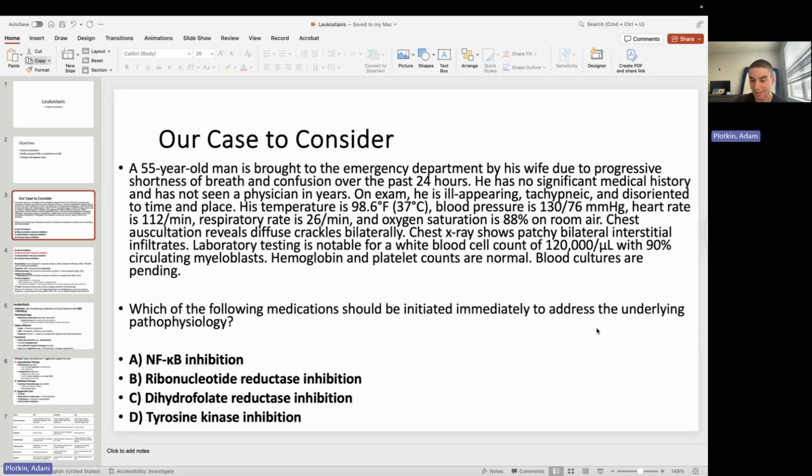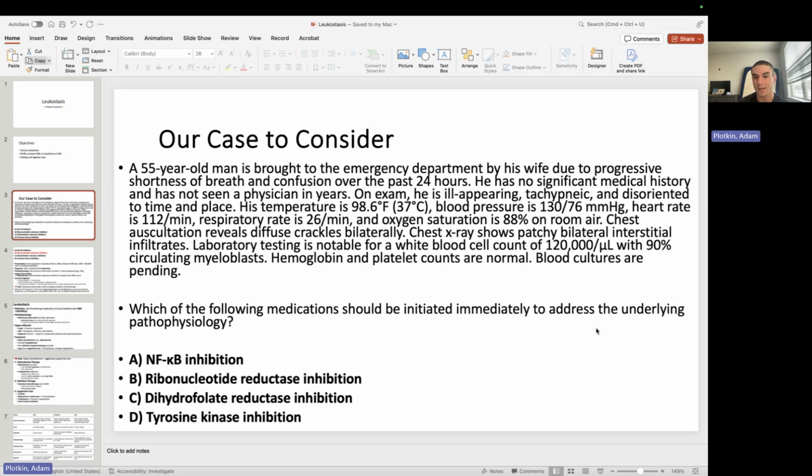So here's our case to consider. A lot of people got this wrong on Instagram, rightfully so. It was a tough question. So let's talk about it. We have a 55-year-old man brought to the emergency department by his wife due to progressive shortness of breath and confusion over the past 24 hours. He has no significant medical history and has not seen a physician in years. On exam, he is ill appearing, tachypnic, and disoriented to time and place.